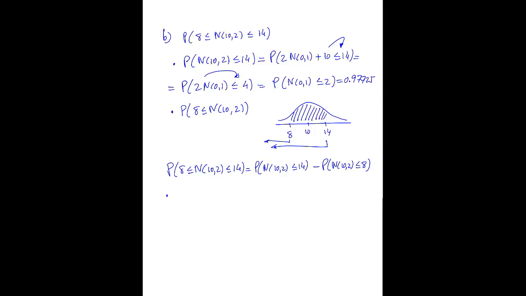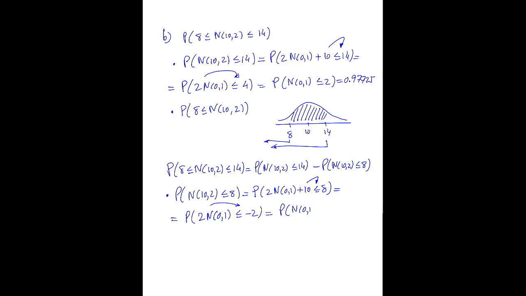So let's compute the probability of a normal (10, 2) being less than or equal to 8. A standard formula gives this as the probability of 2 times the standard normal plus 10 being less than or equal to 8. Move the 10 to that side, and that's the probability of 2 times a standard normal being less than or equal to minus 2. Divide by 2, and this is the probability of the standard normal being less than or equal to minus 1. We need to go to the table with a negative value.